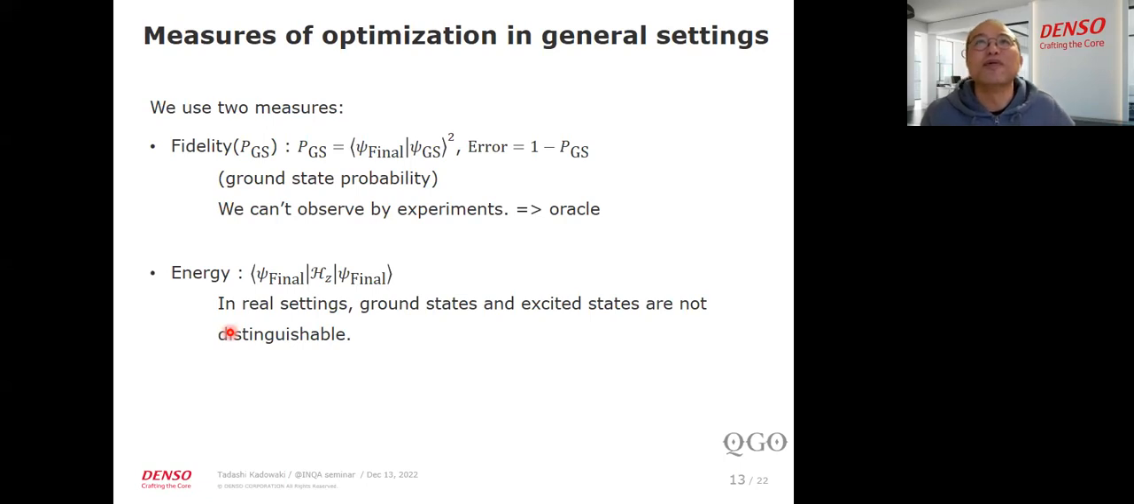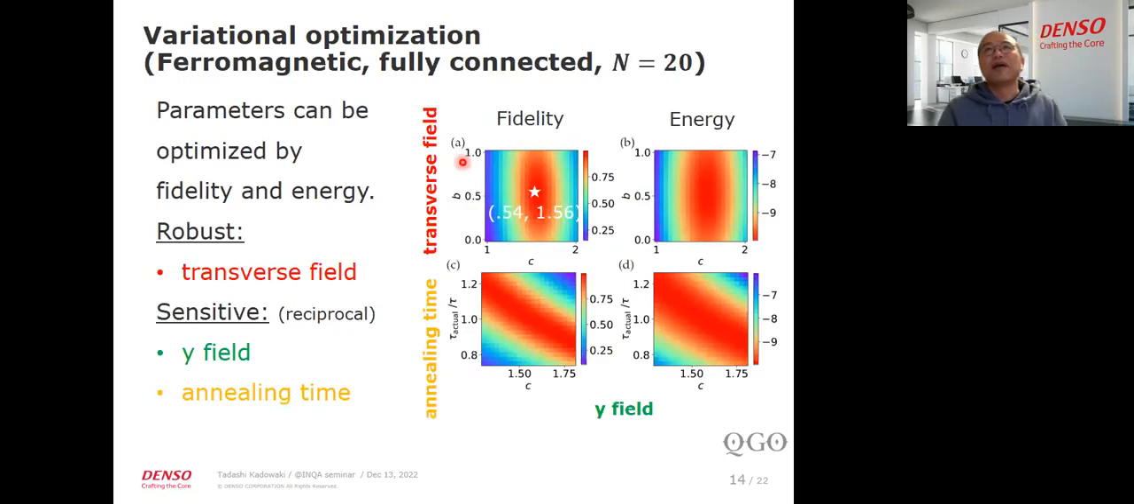And again, we use two measures, the fidelity and energy. Again, the fidelity we don't know in practice because we don't know the ground state, but theoretically it's good to think about. And that was the analysis of the mean field. Now we switch gear to the many body system. We start from the ferromagnetic model and similar optimization for B and C coefficients.